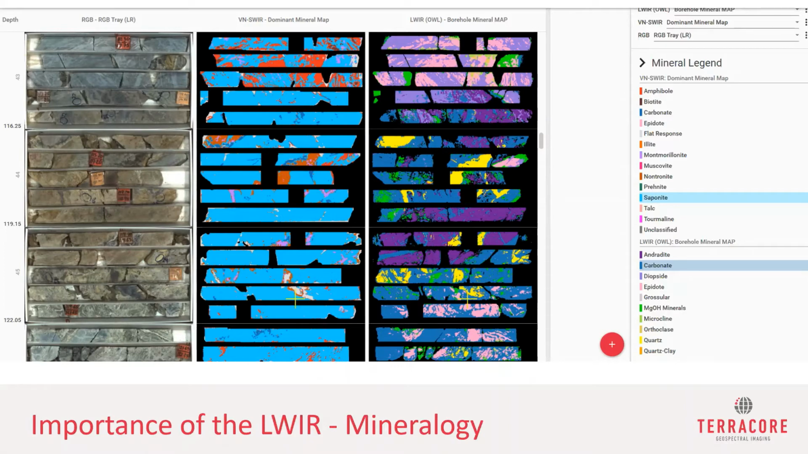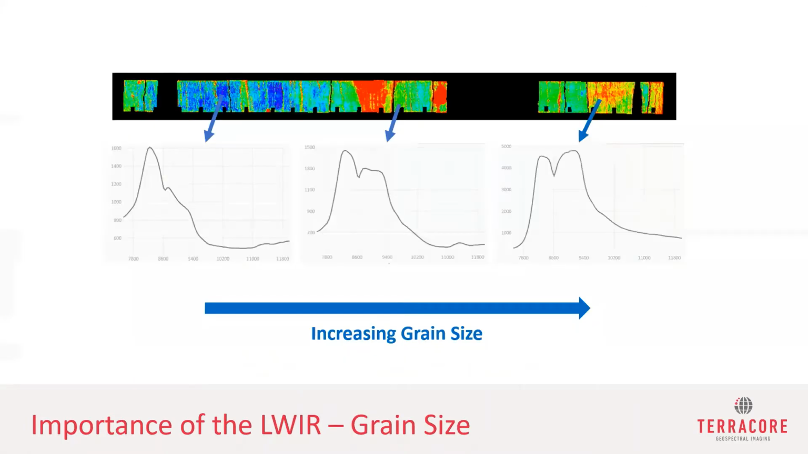Whereas when we add in the long wave on the right, you can start to see the variations from diopside to the various garnets, etc. So adding the long wave brings in that extra layer of mineralogy that can be critical in defining an ore system. And then the other thing that the long wave infrared brings is it gives us the ability to see variations in grain size and in mineral texture that we simply can't see anywhere else.